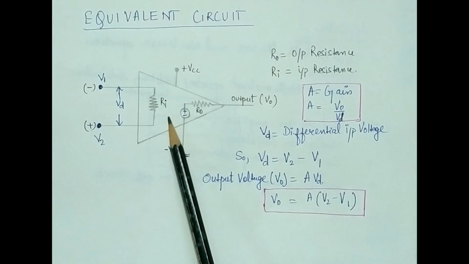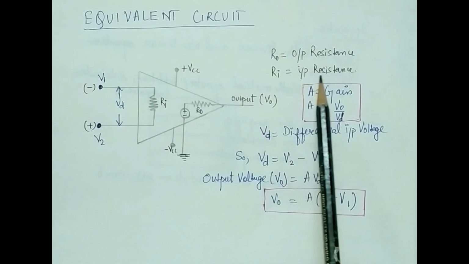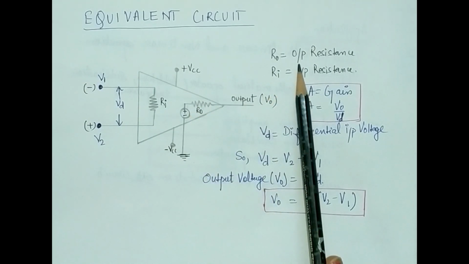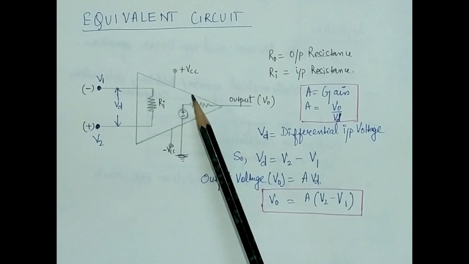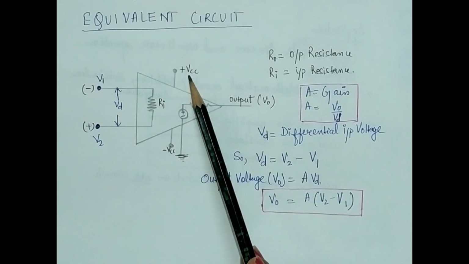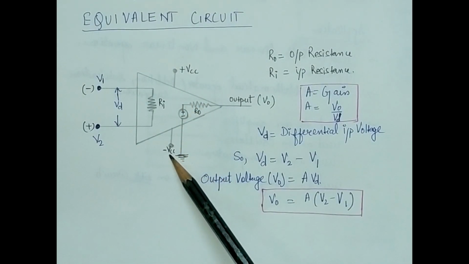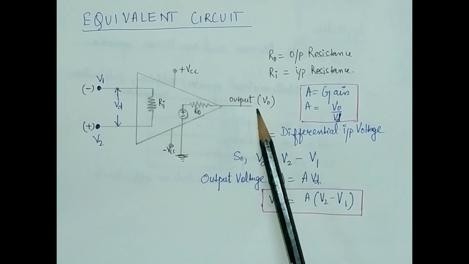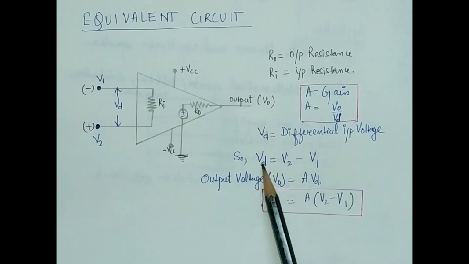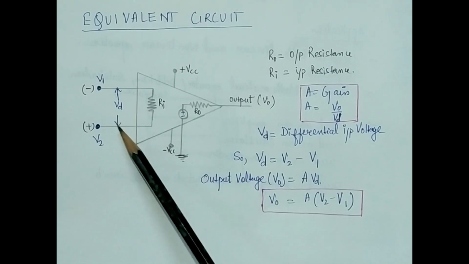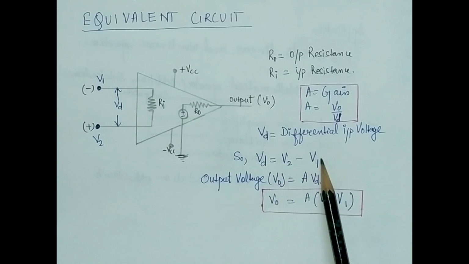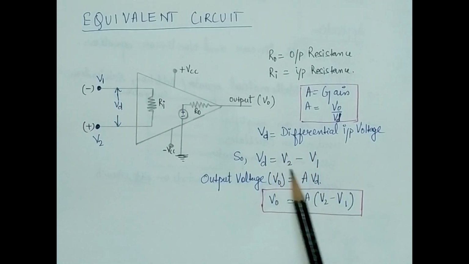Now this is the input resistance. Ri is the input resistance. Then this is R0, the output resistance. This is the positive power supply terminal and this is the negative power supply terminal. Now this is V0, that is your output voltage. So what is my input voltage? Input voltage is the difference between the inputs, meaning it will be V2 minus V1 or V1 minus V2. This is my input voltage, the difference between the two.